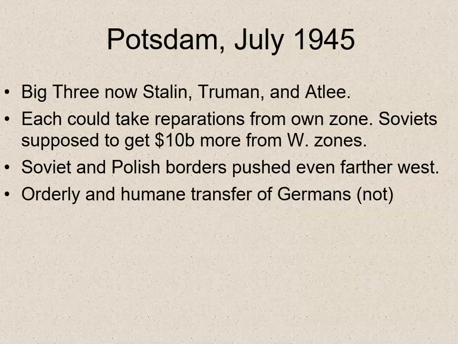So after the war is over, which ends in May of 1945, if you remember, the big three meet in July of 1945 at a place called Potsdam, just outside of Berlin. The big three have changed. It is still, of course, Stalin, but we have a new American president, Harry S. Truman. Franklin Delano Roosevelt passes away in April of 1945.